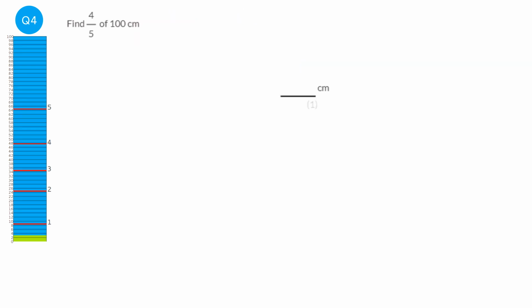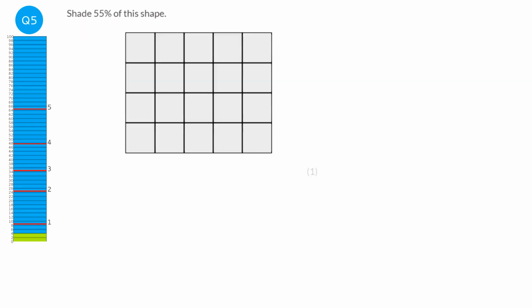To find the fraction of an amount, what we do is we divide by the bottom of the fraction and we times it by the top of the fraction. So the first thing we're going to do is 100 divided by that 5, and that would be 20. Then we're going to get that 20 and we're going to times it by the top of the fraction. So 20 times 4 is 80. So our answer will be 80 centimetres.